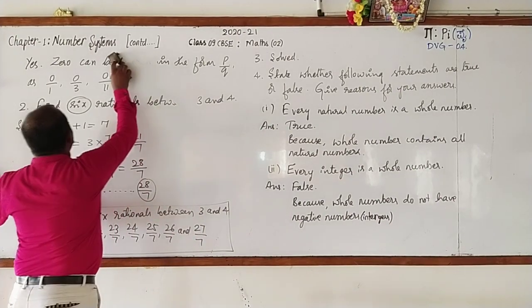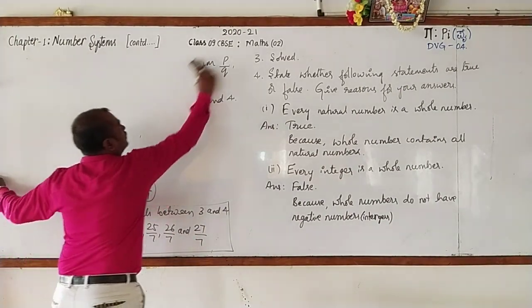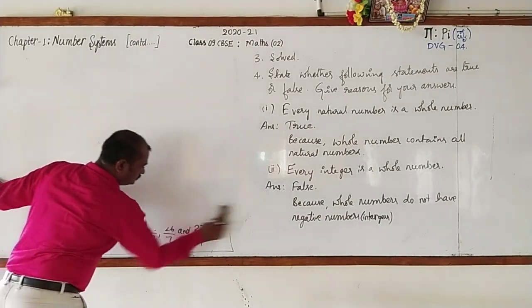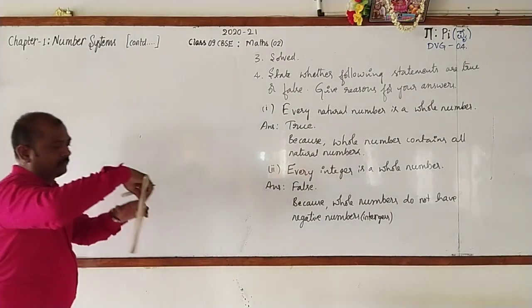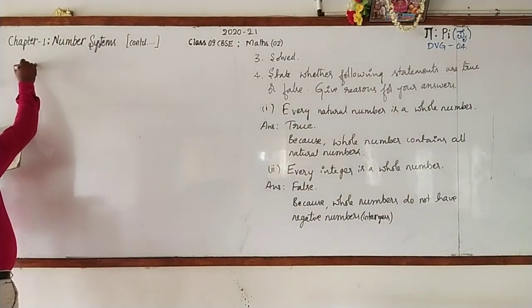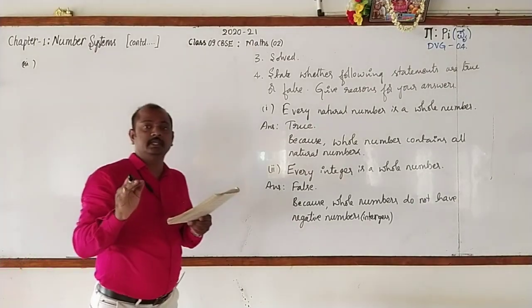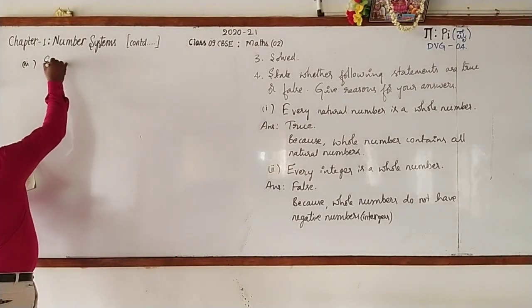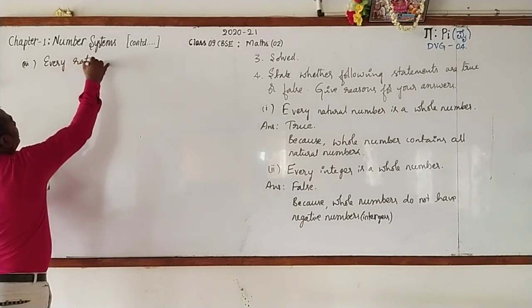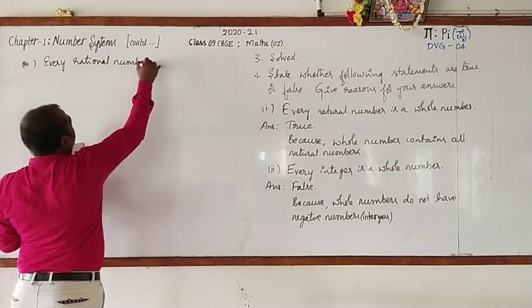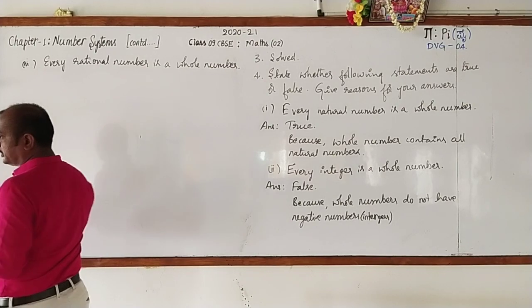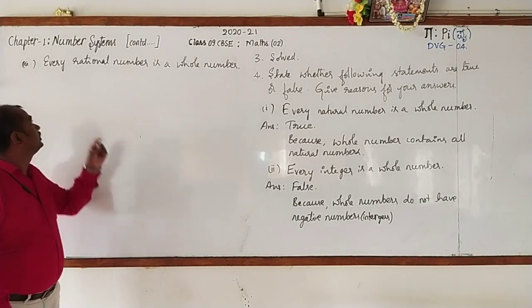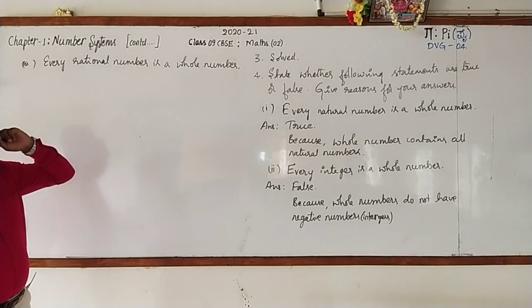Now, let us go for third one. Third one is, right, every rational number is a whole number. Every rational number is a whole number. What do you say about this? Every rational number is a whole number.